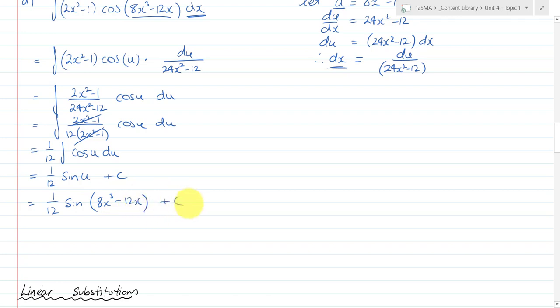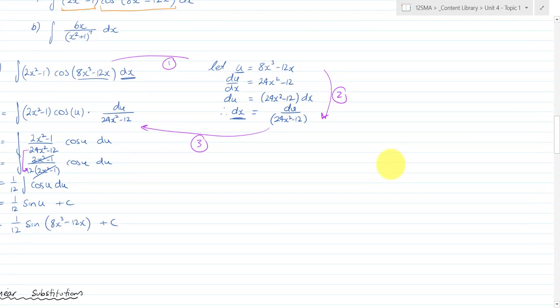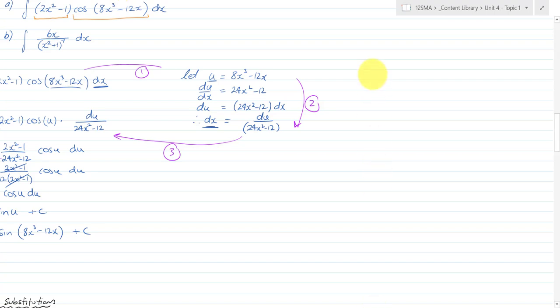12x plus c. So there's part A, and it's about being a little bit clever, but this is step 1, this is my step 2, and this is my step 3, and the rest is cleaning up. You just have to be careful that you recognise that 24x² − 12 can be factorised, allowing that cancelling out to happen. So there's A, and part B looks like this.